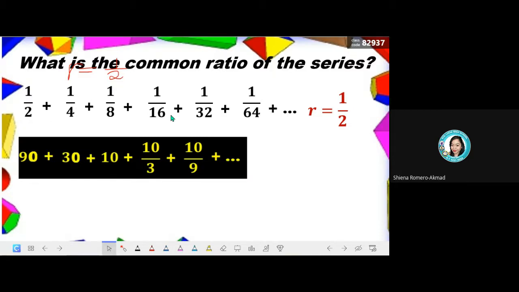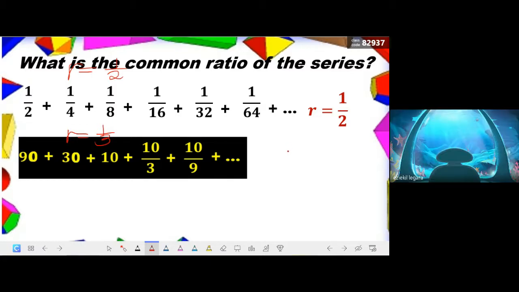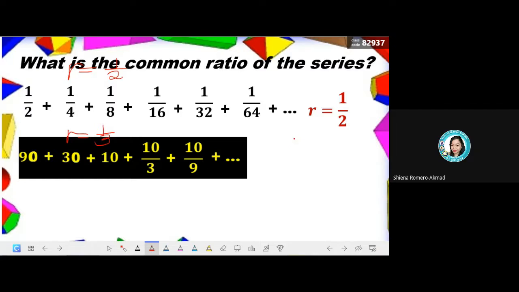How about 90, 30, 10, 10 over 3, 10 over 9? Anong ratio nito? The ratio of this is? 1/3. 1/3, correct. Since 1/3 ang ratio, may sum o wala? Meron po. Yes, Kate? Meron po.